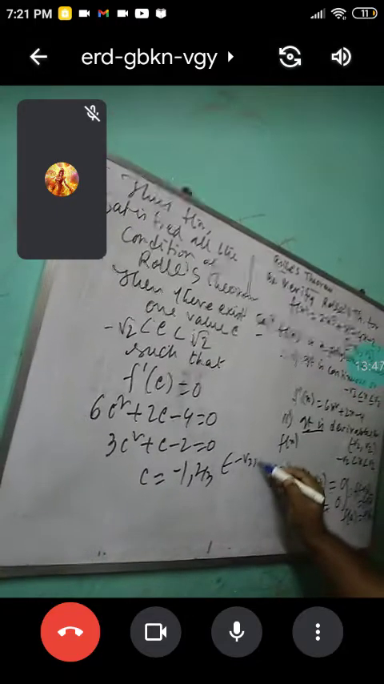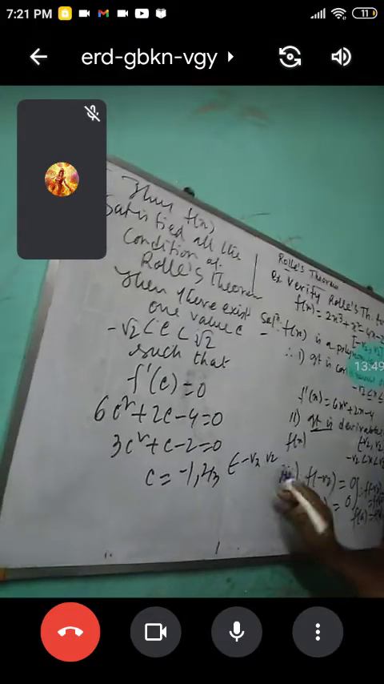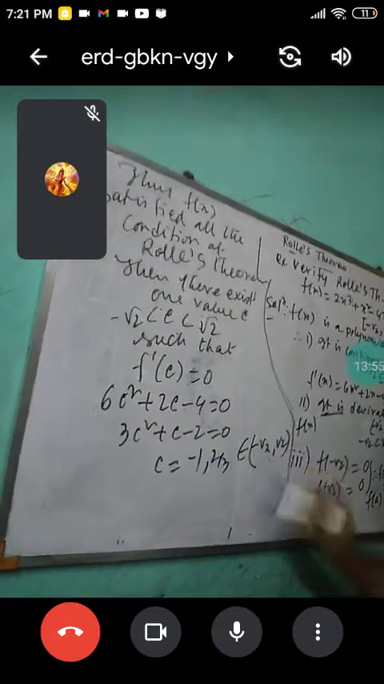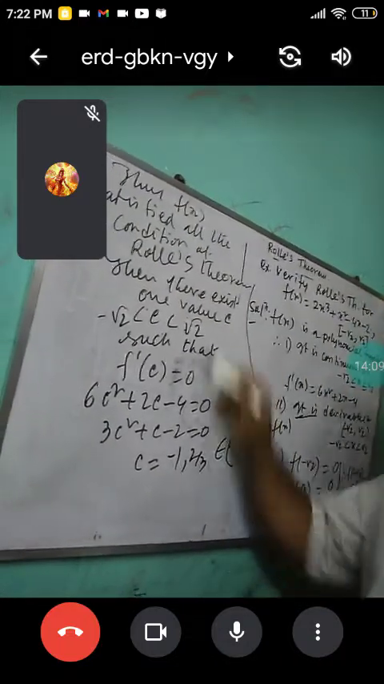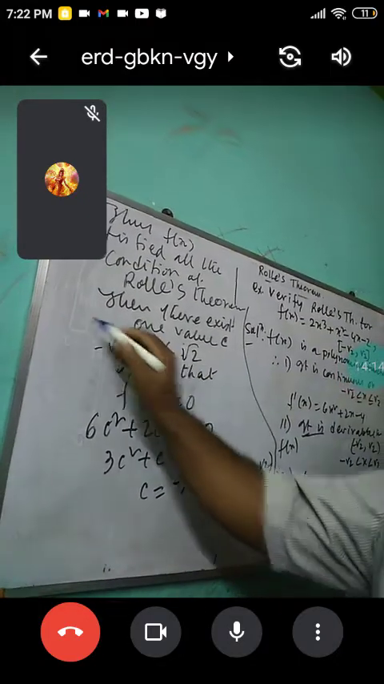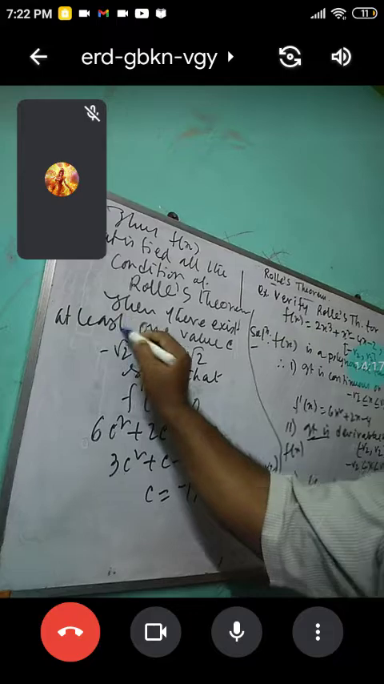You see, minus 1 and 2 by 3, both values belong to minus root 2 to root 2. This is an open interval, so both the values of c lie between this. What I told is at least one value, but here you are getting two values of c. Sometimes you will see that out of these two values, only one value lies in the interval. Then we can say Rolle's theorem verified. I have written that there exists at least one value, but here we are getting two values.